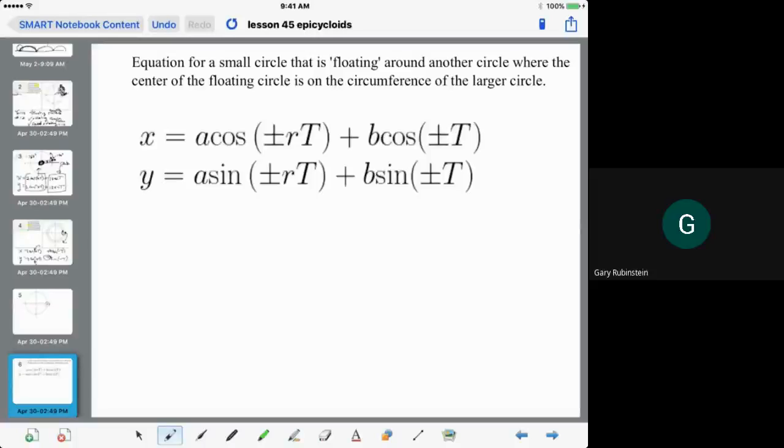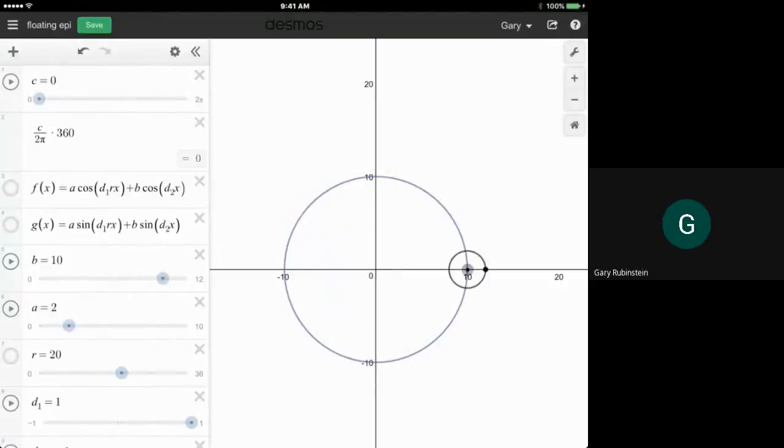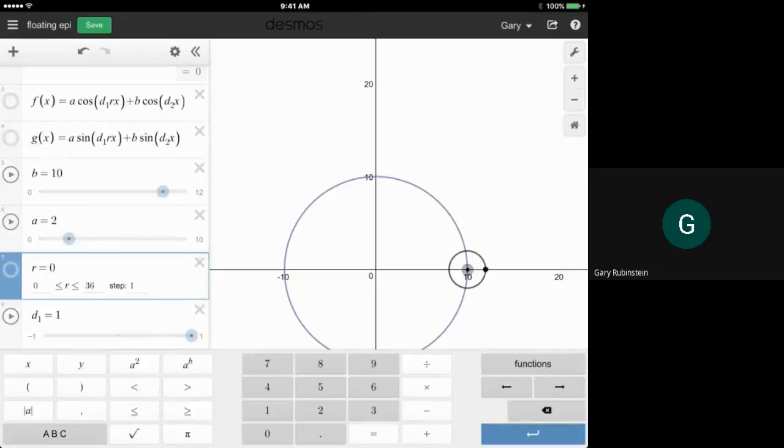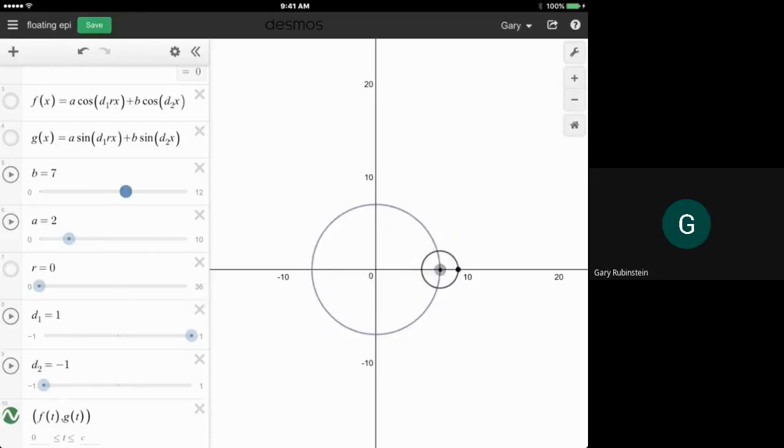Now, there's a bit of a mystery about why when R was 10, there were 9 petals instead of 10, because it might seem that there should be 10. I'll show you something that may be convincing on that. So here, I'll bring this thing back down. First of all, what if R was 0? Well, if R is 0, oops, B is 10.